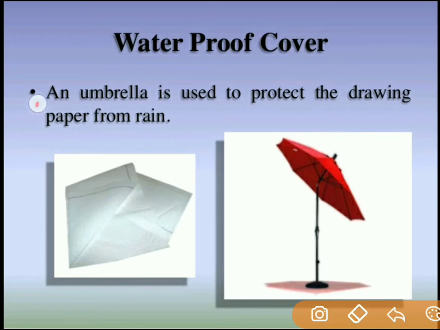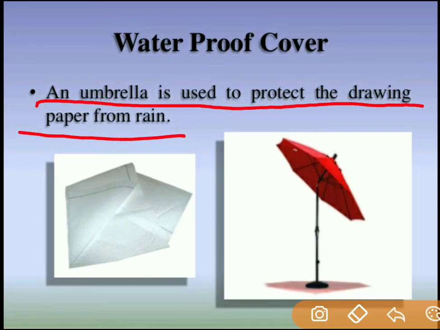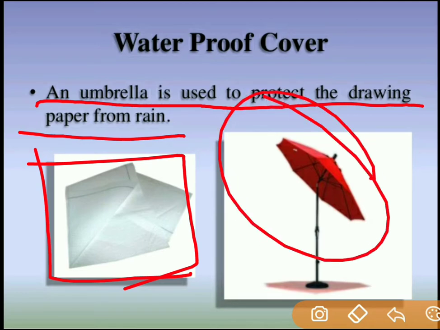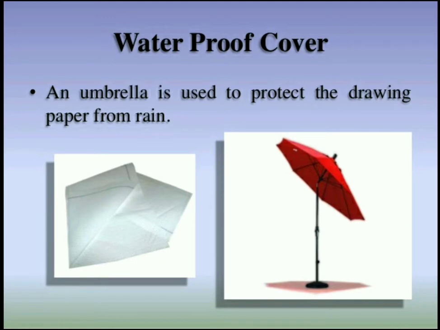Waterproof cover, right? So simple. An umbrella is good to protect the drawing paper from the rain. For example, while we are doing plane table surveying, rain comes. So how do we protect the drawing sheet from the rain? Simple. Here we are using an umbrella. With the help of the umbrella, we protect the drawing paper from the rain, right?